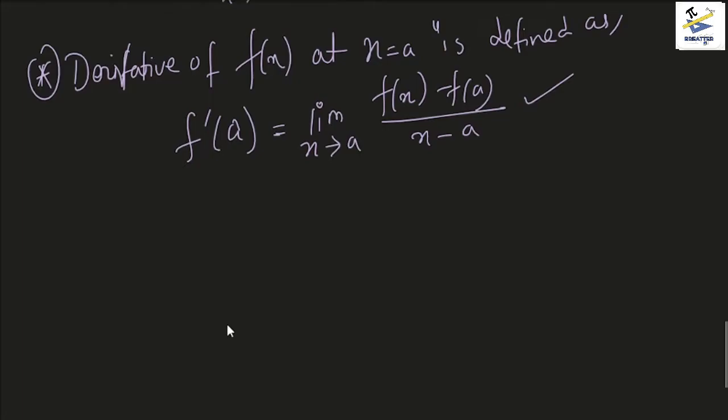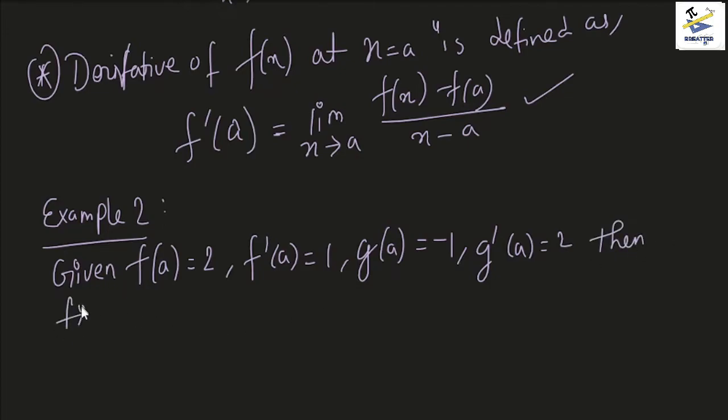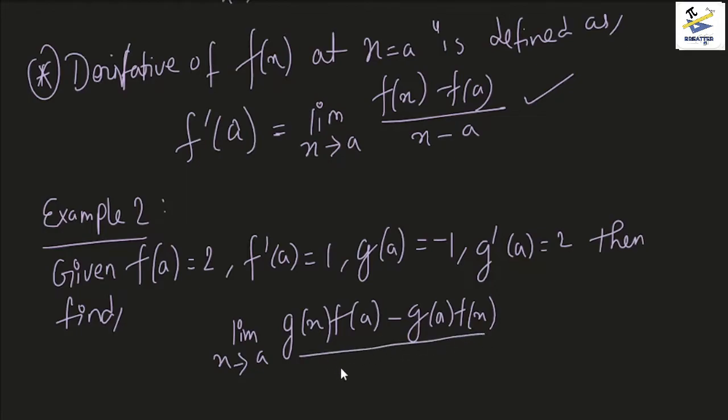Now the problem, given f(a) equals 2, f dash a equals 1, g(a) equals minus 1, g dash a equals 2, then find limit x tends to a of g(x) into f(a) minus g(a) into f(x), divided by x minus a.